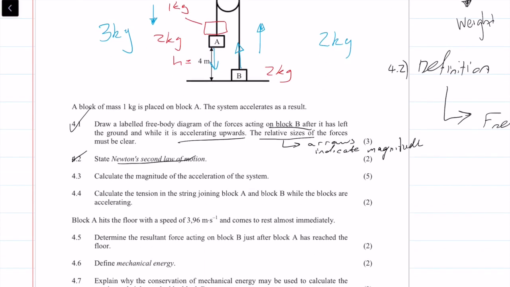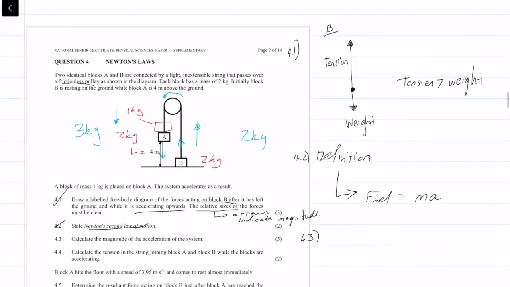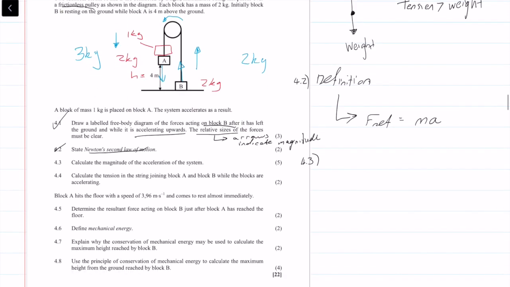Then question 4.3 says calculate the magnitude of the acceleration of this system. Right now I have a free body diagram for B. I'm going to start off by doing a free body diagram for A. The free body diagram for A is going to look something like this. By A I mean A plus the extra 1 kilogram mass. So in the system A, I'm including the 1 kilogram mass.